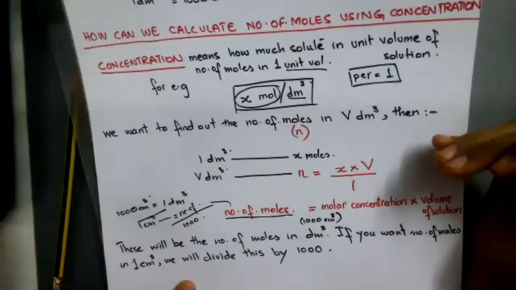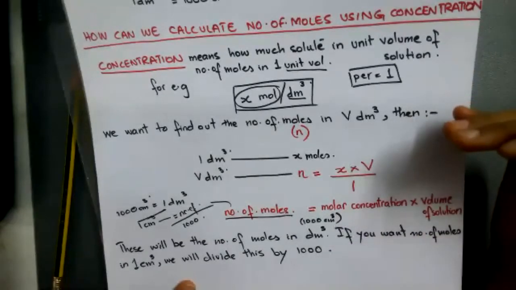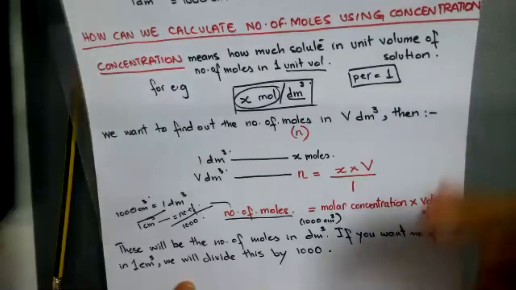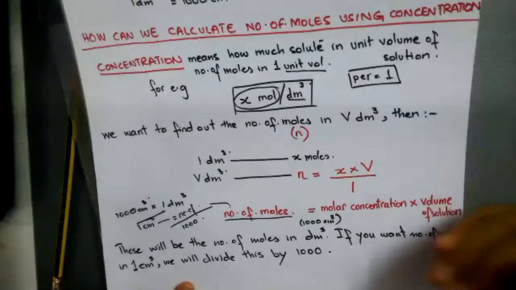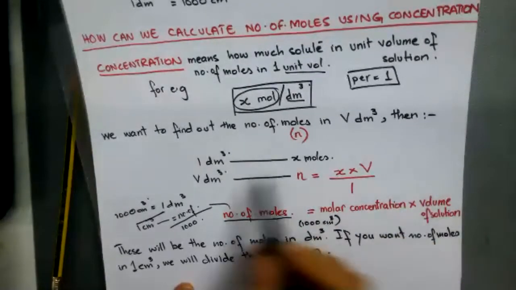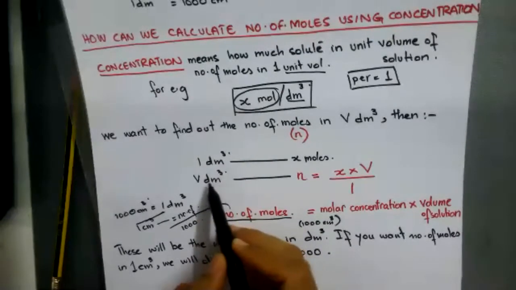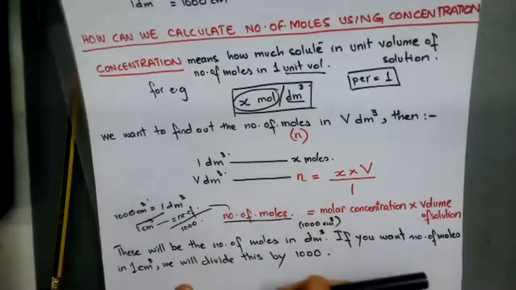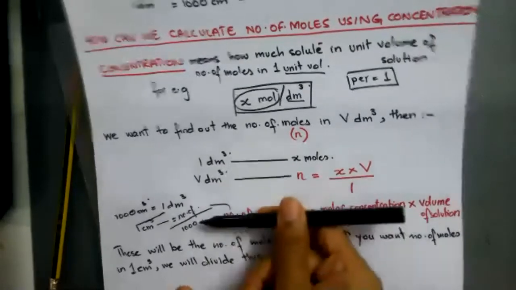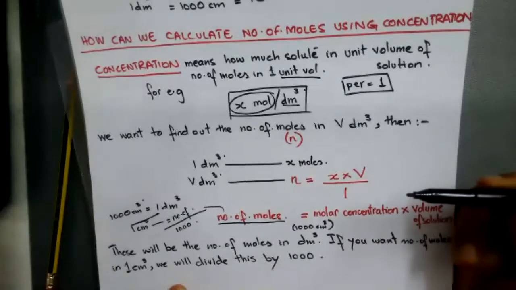So when we do questions, you will understand this. But for now, just understand what I'm telling you. If you don't understand, you can raise your hand and ask and clarify your confusions. So this is the number of moles in V dm cube. This is in dm cube. If the question asks you to give your answer in cm cube, you just divide this answer by 1000 and you will get the answer in cm cube.